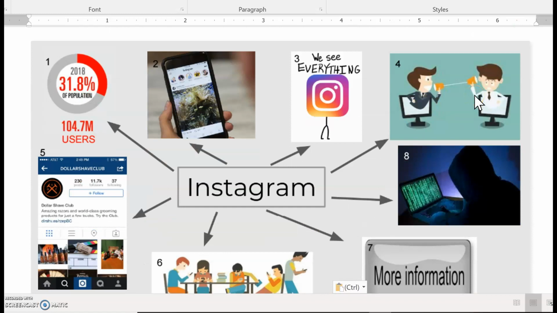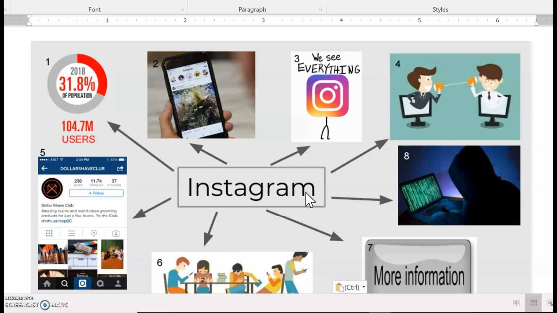So this is an infographic right here on Instagram. You can see that it has a title, but beyond that, the only other text is what is contained within the pictures themselves. Every picture is numbered. So if we look at the very first picture, the 104.7 million users, you can see that it does have a little 1 on it. That 1 would correspond to the citation that is in the report.